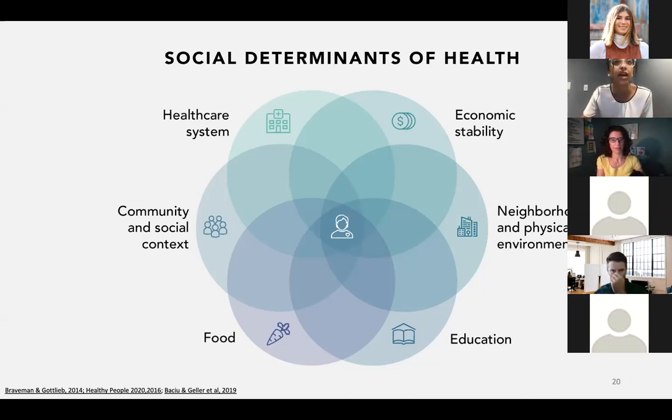So as we see here in this diagram, healthcare access, community and social context, food, that's nutrition and access, education, neighborhood and physical environment, which is also crime, and economic stability. These are all really important factors that influence health positively or negatively.